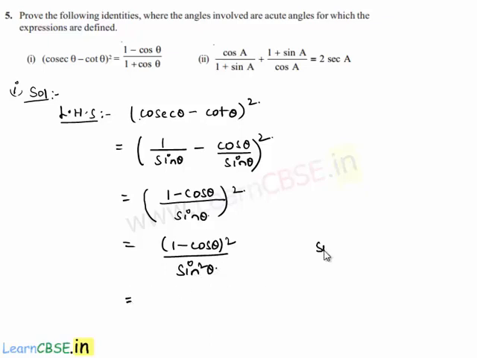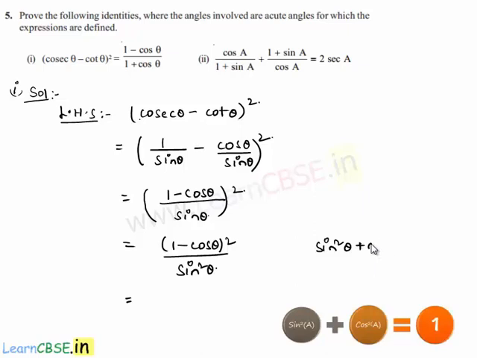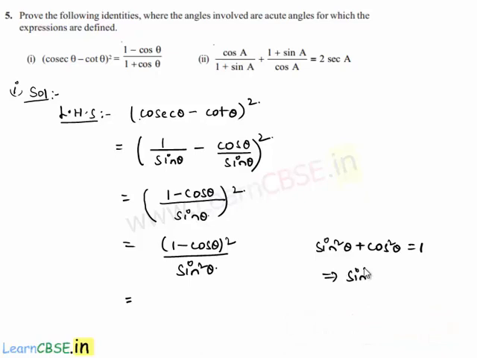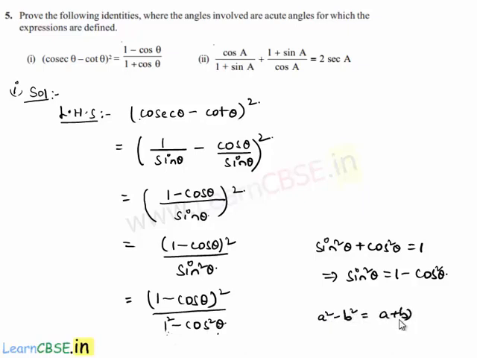So from the identity we have that sin square theta plus cos square theta is equal to 1, which implies sin square theta is equal to 1 minus cos square theta. Let us substitute it here. Then it becomes 1 minus cos theta whole square divided by 1 minus cos square theta. Here 1 minus cos square theta can be written as 1 square minus cos square theta, which is in the form of a square minus b square and can be written as a plus b into a minus b.